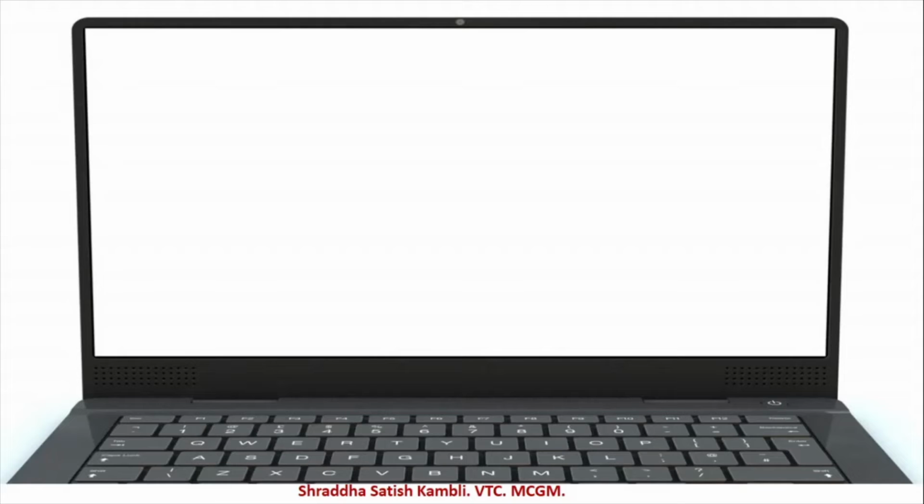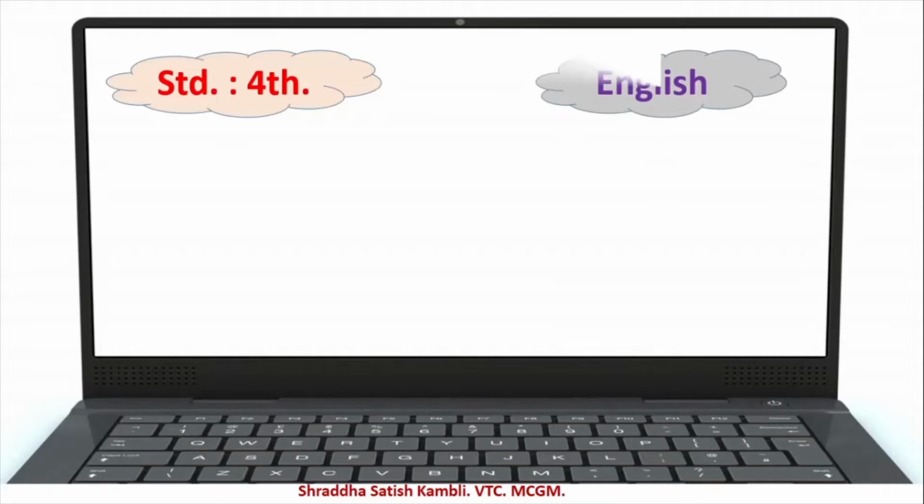So children, the lesson that we will be doing today is a lesson in standard 4th English. Alright, and just look at what you can see on your screen now. You can see a laptop which is open, isn't it? Now what is a laptop, children? A laptop is a kind of a computer.